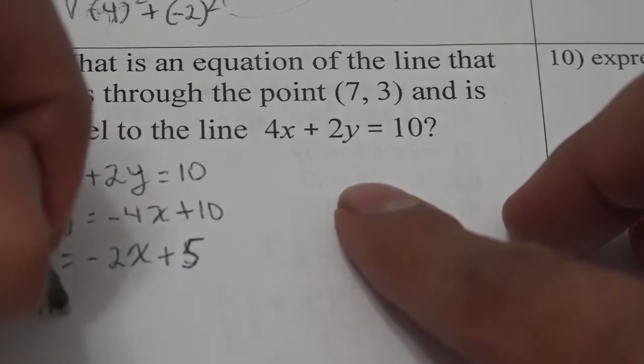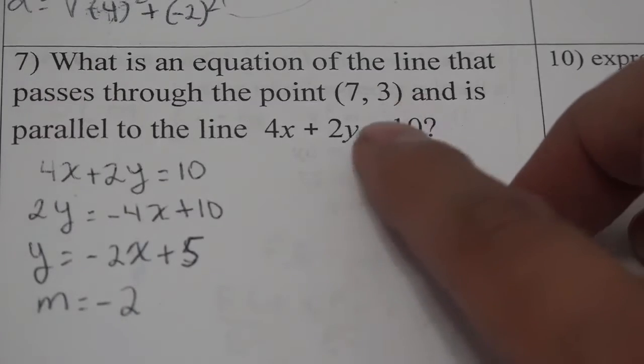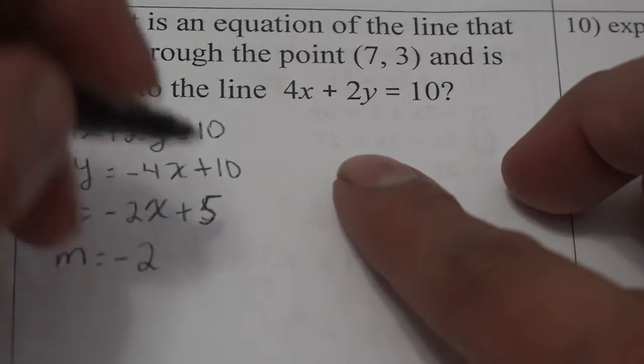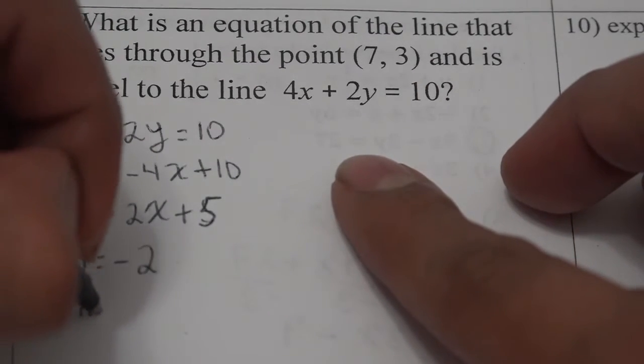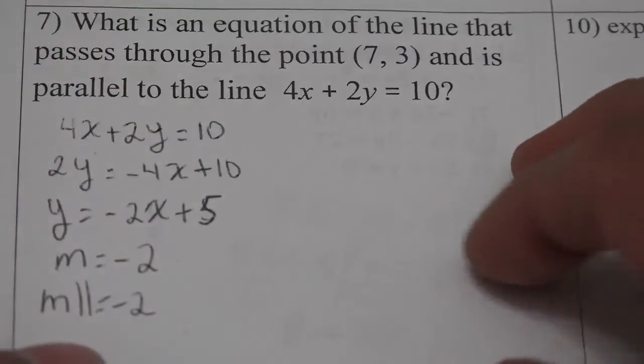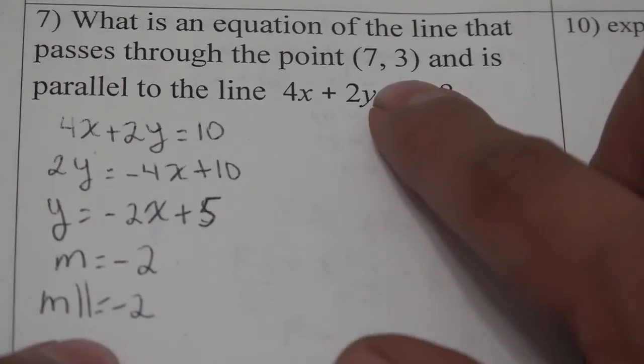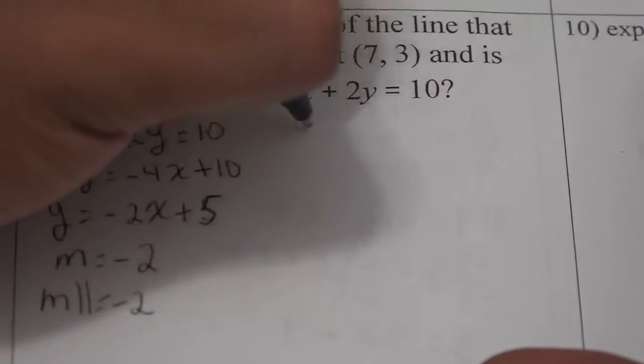Now I know that the slope of this line is negative 2 and I need a line parallel to it. So the slope of the line parallel to it is also going to be negative 2. Now that I have the slope and I have a point, all I need is to solve for b, because I need the y-intercept, right? So I need to solve y equals mx plus b.